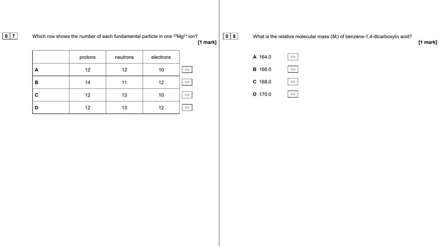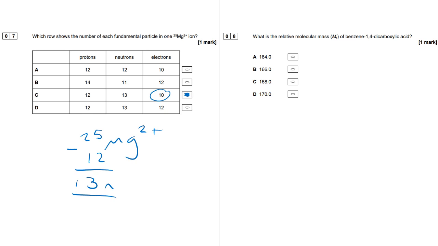So starting off with question 7, which row shows the number of fundamental particles in one Mg25 2+ ion? Hopefully a relatively straightforward one, but in a magnesium 25 ion you have 12 protons, as you always would in magnesium. You would have 13 neutrons, and because it's a 2+ ion you have 12 electrons to begin with, minus 2, so that means you'd have 10 electrons. So C would be the correct answer there.